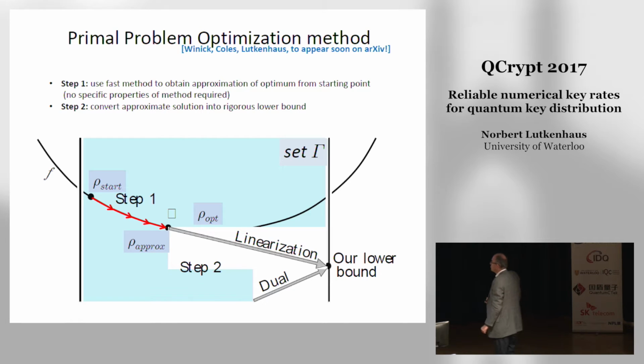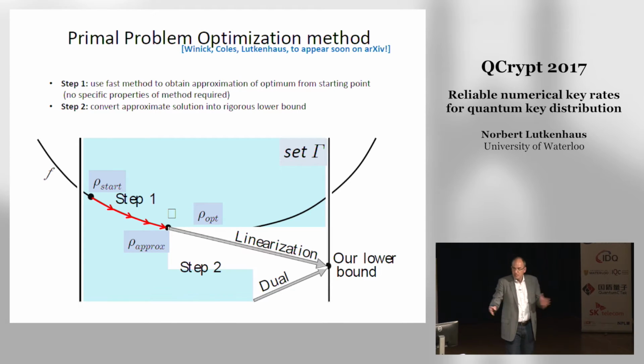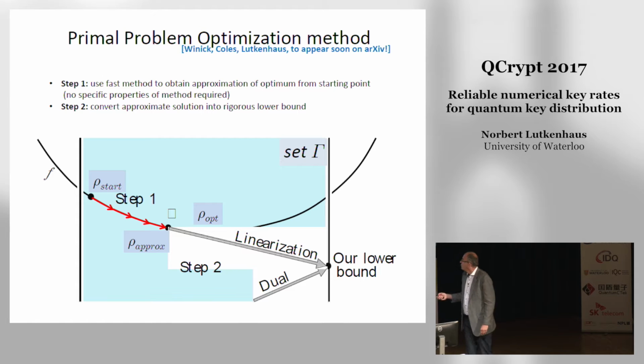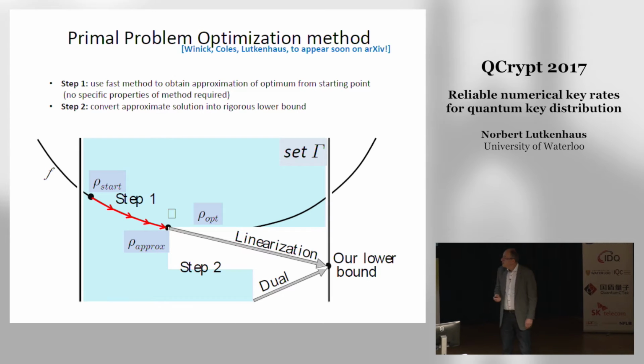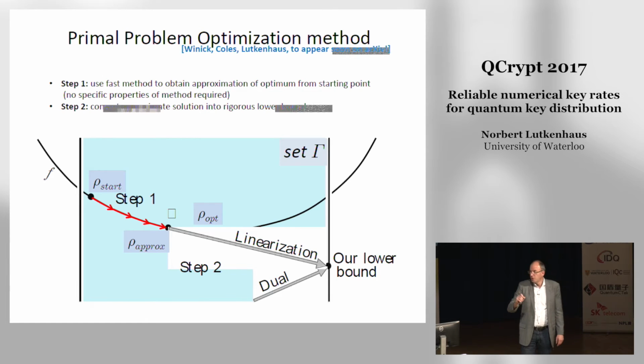Right? So we do this by a 2-step. In the first step, we just find whatever method to try to find this minimum of the convex function. Right? We don't hit it exactly, I don't care. Anything that is fast and relatively good, whatever that means. And then in the second step, what we do is go from that part and really calculate now a lower bound on the key rate.